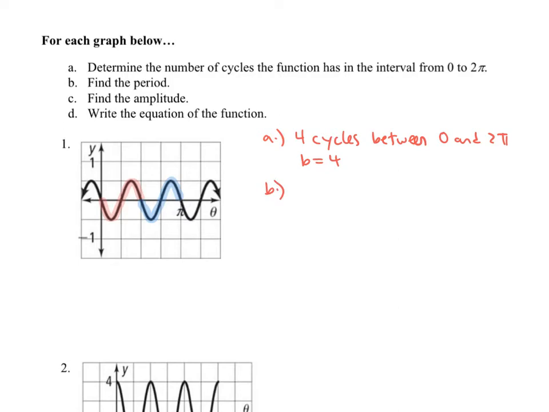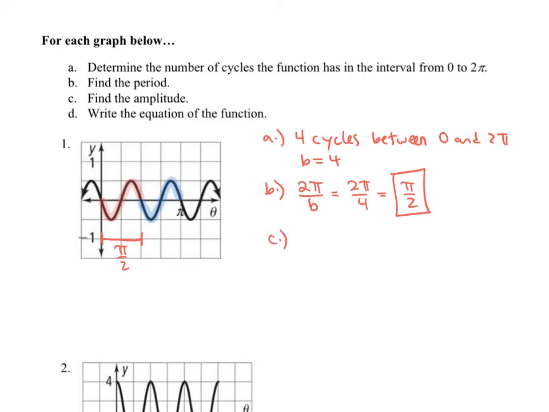In part B, find the period. We're always going to use the formula 2 pi over b to find the period of a sine or a cosine function. And in this case, we already found b was 4, so 2 pi over 4 equals pi over 2. So that period is the length of one cycle.